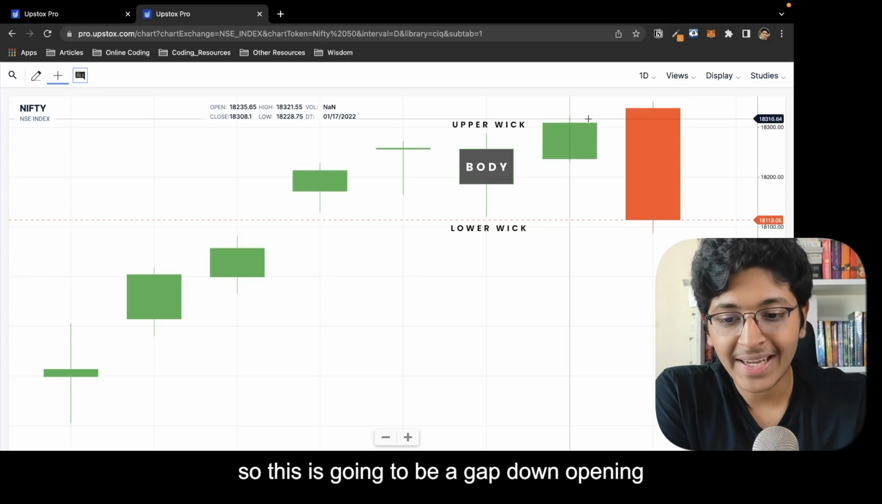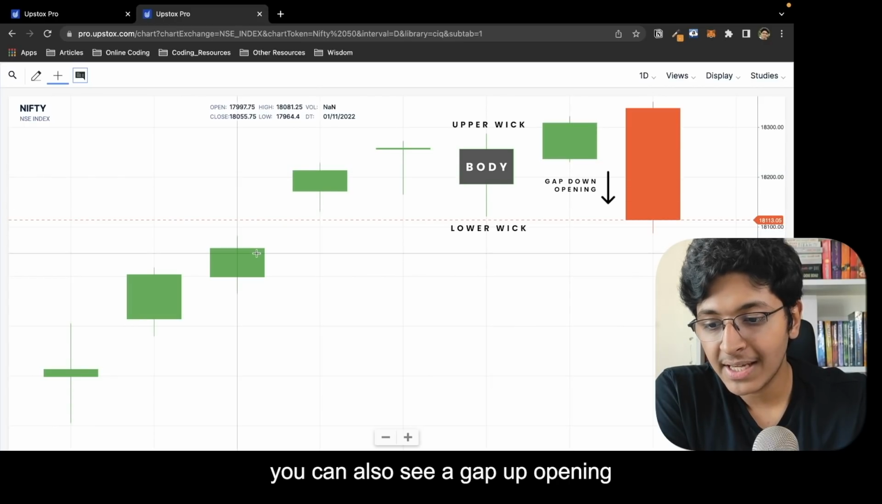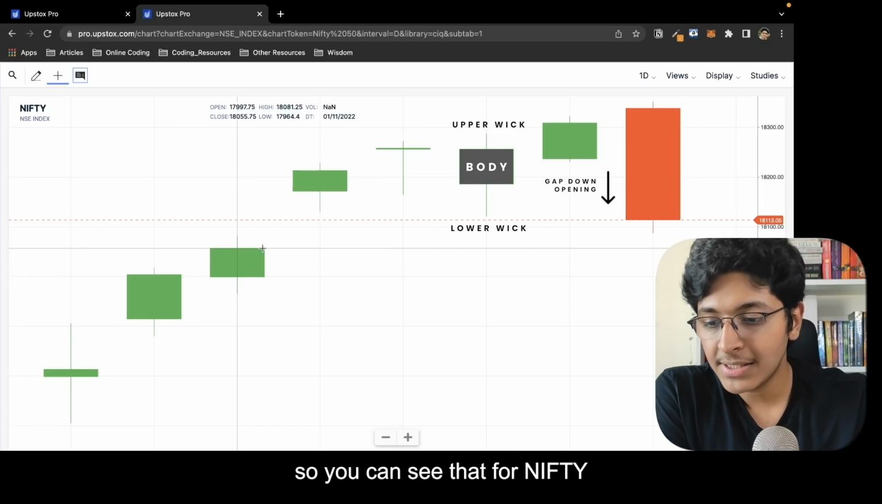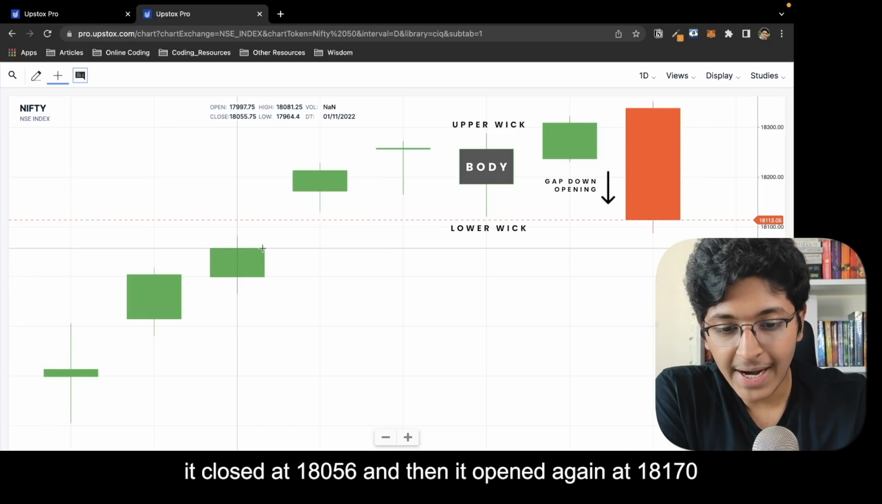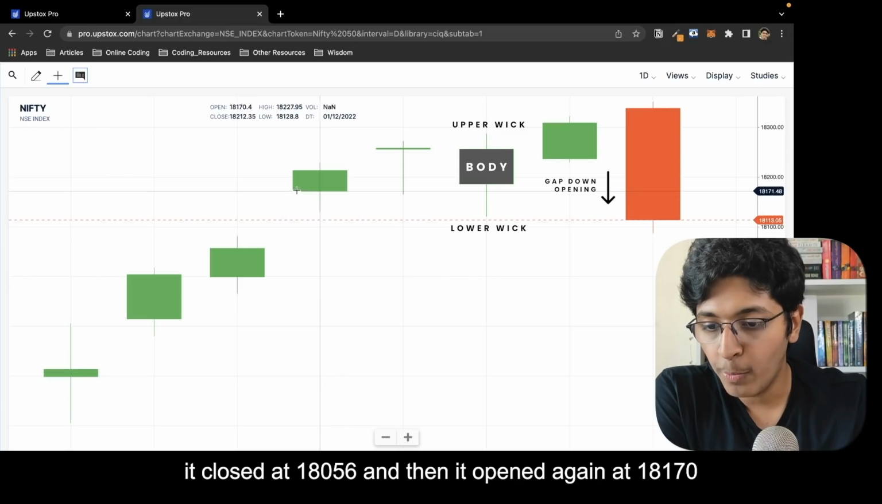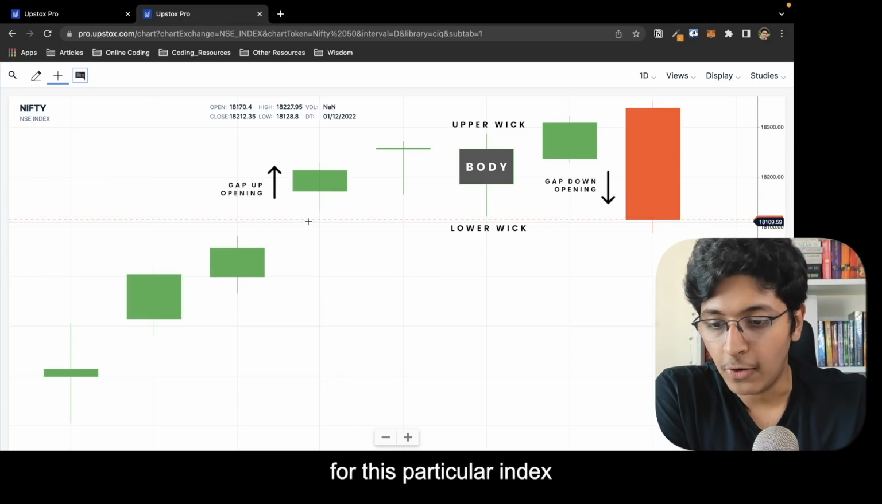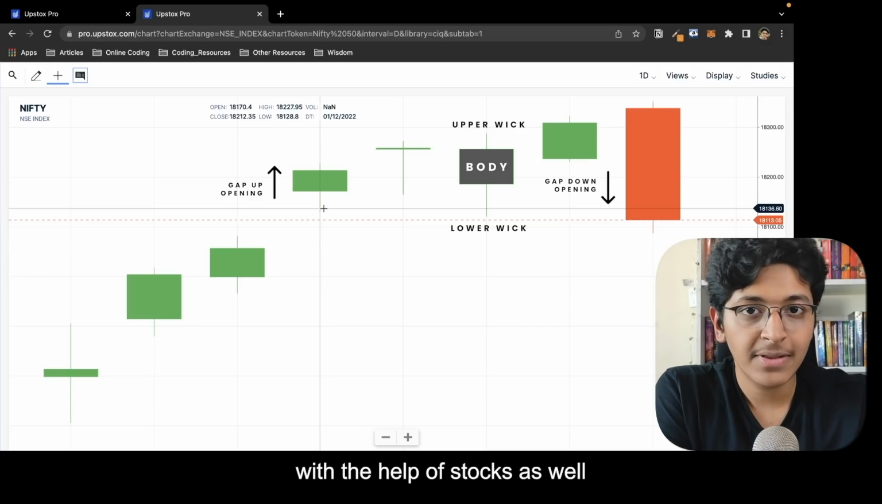So this is going to be a gap down opening. You can also see a gap up opening right here in this case from 11th to 12. You can see that for Nifty, it closed at 18,056 and then it opened again at 18,170. That was a gap up opening for this particular index. You can do the same thing with the help of stocks as well.